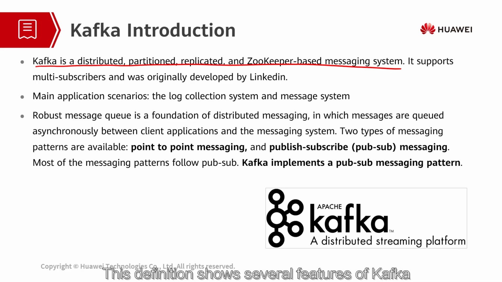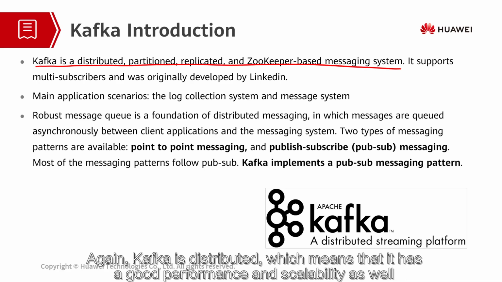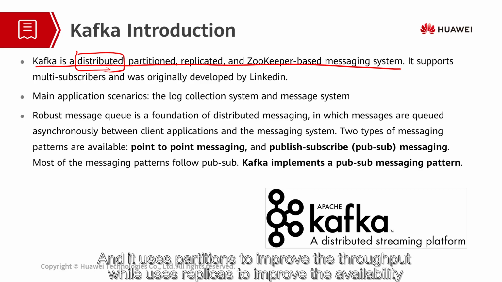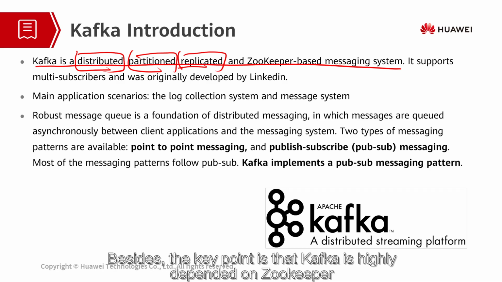This definition shows several features of Kafka. Again, Kafka is distributed, which means that it has a good performance and scalability as well. And it uses partitions to improve the throughput, while uses replicas to improve the availability. Besides, the key point is that Kafka is highly dependent on Zookeeper.